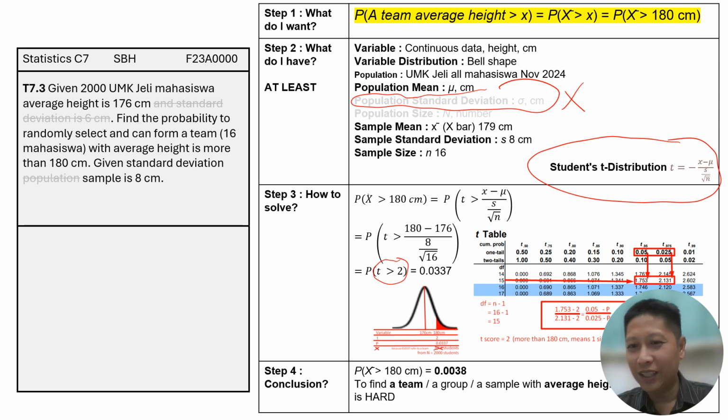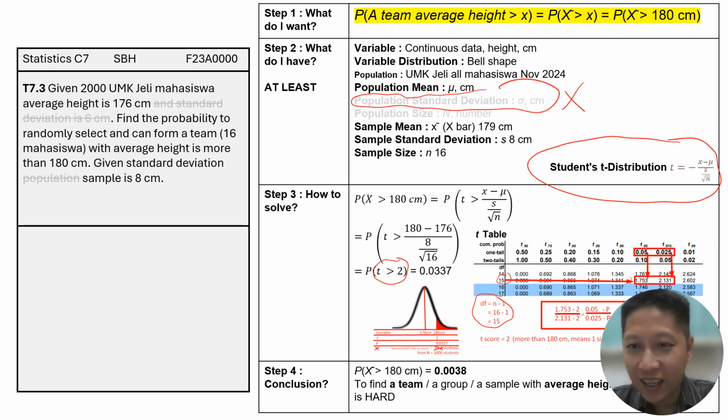Because the complexity of the problem is considering the degree of freedom. Degree of freedom is the number that we are forming the team, 16 students minus 1. So at the end, we're going to refer to the table at this number 15. It will be 16 minus 1. So we get 15. Means that the red color box inside there, that is not the probability. That is the t value.